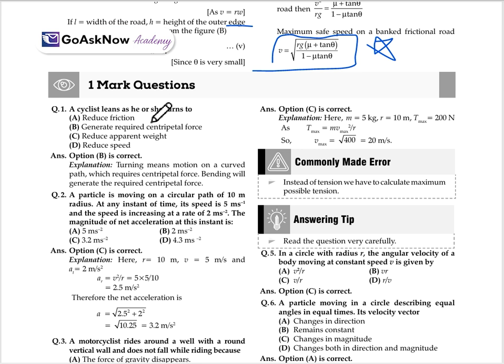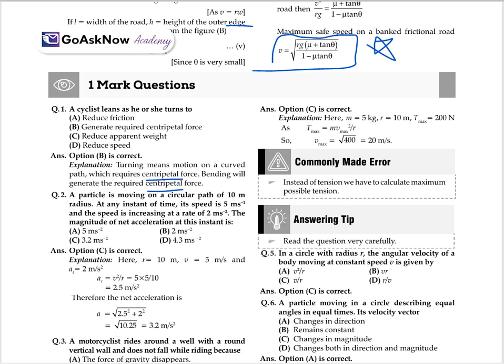A cyclist leans as he or she turns to generate the required centripetal force. Centripetal force is required for the cyclist to lean. Turning means a curved path, which requires a centripetal force. Bending will generate the required centripetal force.